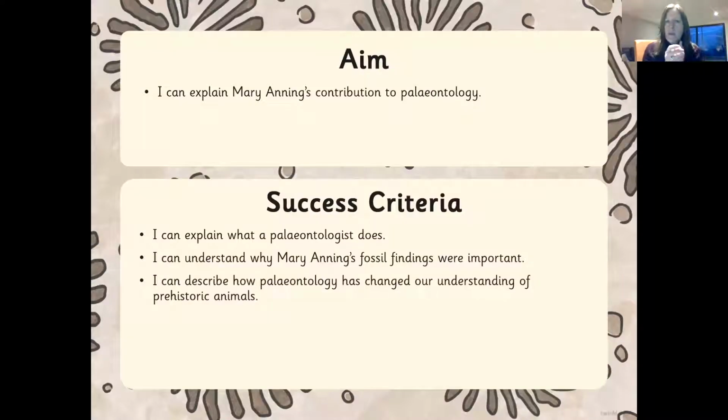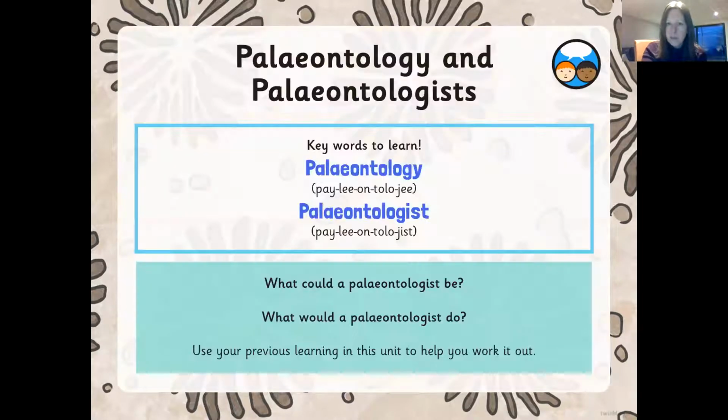Okay, so our aim is to explain Mary Anning's contribution to paleontology. Now, some of you might be familiar with that term paleontology, but we're going to come on to talk about it in a moment. So hopefully by the end of this activity, when you finish finding out about Mary Anning, we will know what a paleontologist does, why her findings were so important, and how the work that she's done has helped to influence and change our understanding of animals from many, many, many years ago.